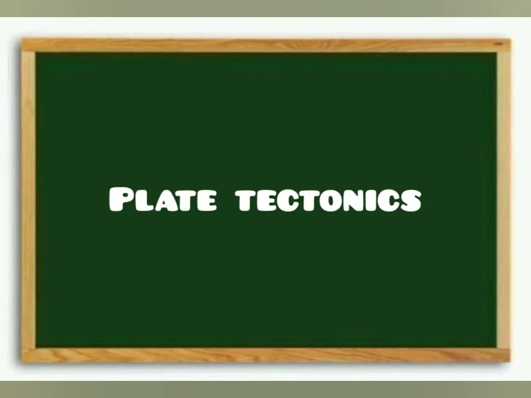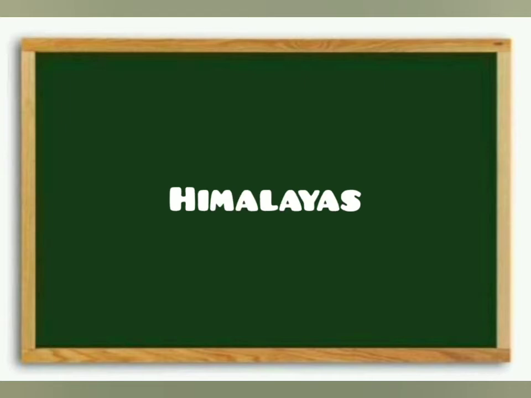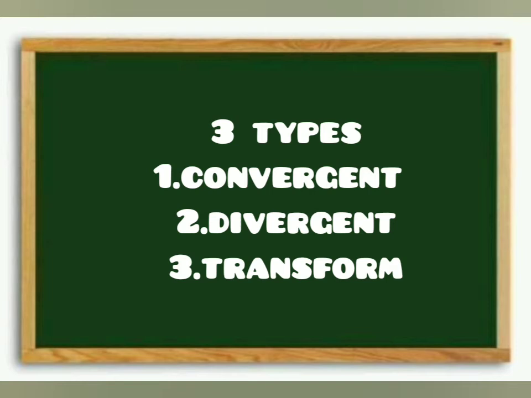Himalaya is a fold mountain. Earlier, in the place of the Himalayas, a river existed. The formation of the Himalayas we will study later. The plate movements are classified into three. They are convergent boundary, divergent boundary and transform boundary.